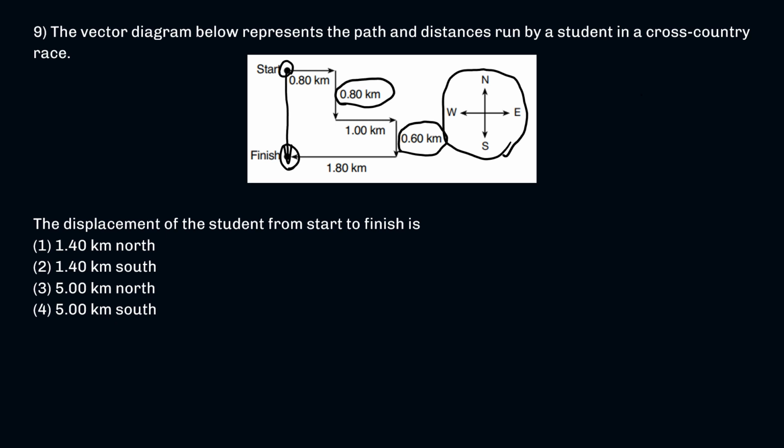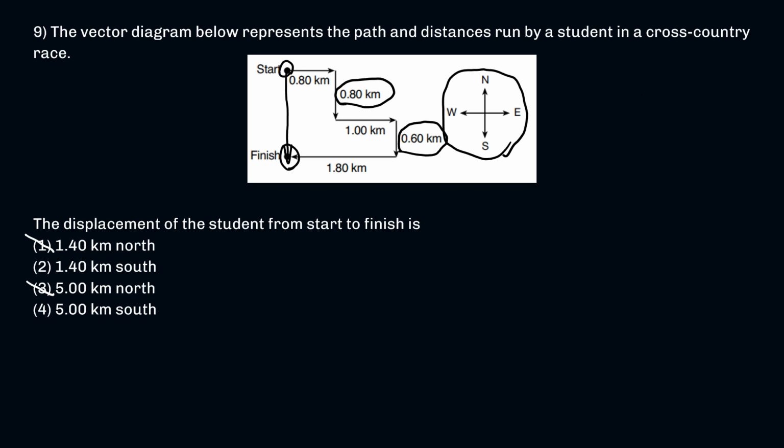So let's get rid of the answers that are not going to be useful to us in this situation right away. I can look at answer choice 1. That is not going to be correct because it involves north, so that is incorrect. Same thing with answer choice 3. We are going from north to south, not south to north. So it's going to be a southern displacement.